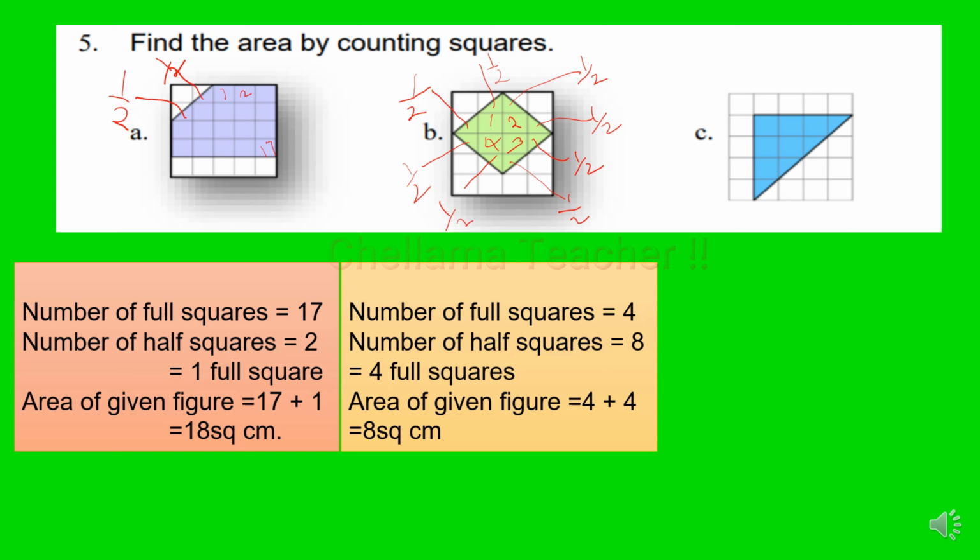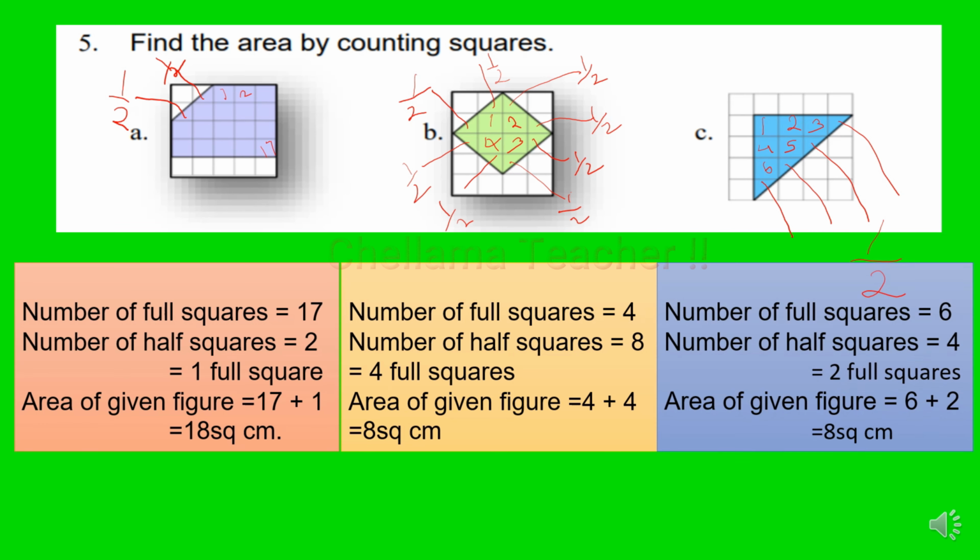Now let's count in question C. Here the full squares 1, 2, 3, 4, 5, 6. Okay. And the half squares, how many half squares? 1, 2, 3, 4. 4 half squares, isn't it? 4 half squares means 2 full squares. So here number of full squares is 6. Number of half squares 4, which is equal to 2 full squares. So area of given figure is equal to 6 plus 2, which is equal to 8 square centimeter.